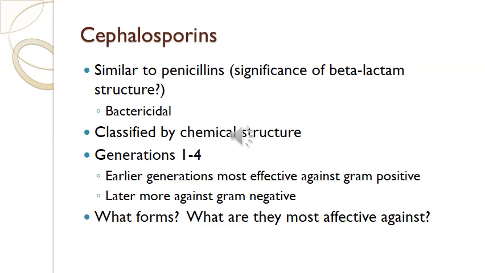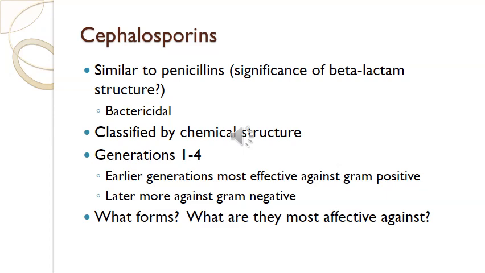They're individually classified by their chemical structure, all of them having the beta-lactam ring. There are 4 different generations. What I really just want you to know is that your first generation cephalosporins are most effective against gram-positive types of bacteria. Your second through fourth generations have increased effectiveness against gram-negative and can still also fight against the gram-positive. So they are effective against both.